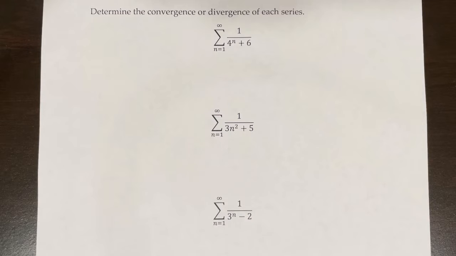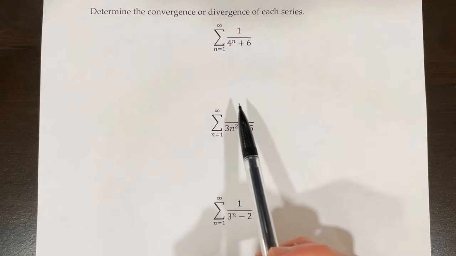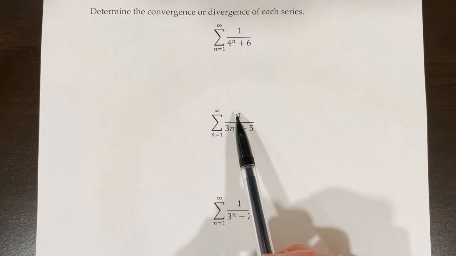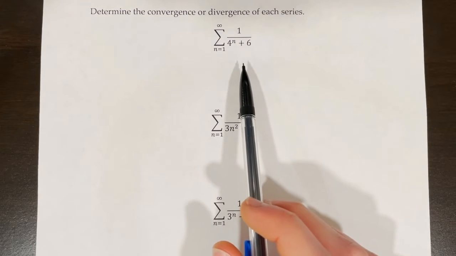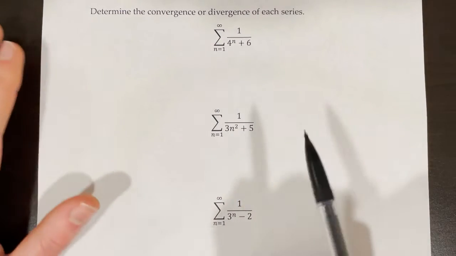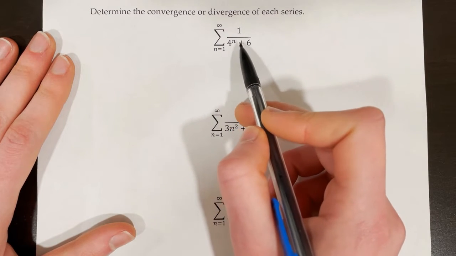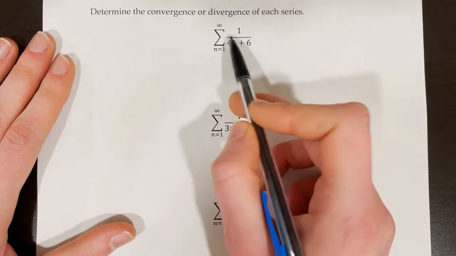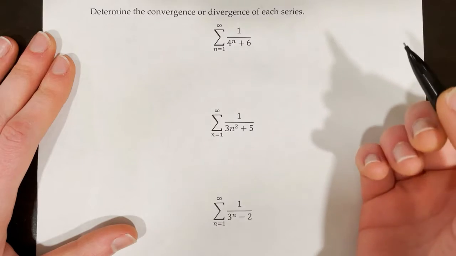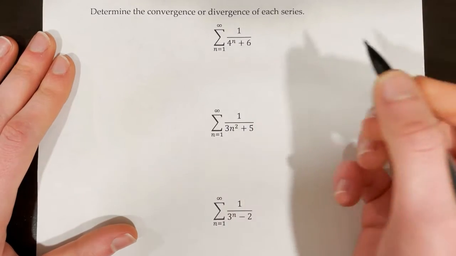Let's take a look at some examples. We're going to determine the convergence or divergence of each series. First, we have to think about what is a potential series that we could compare this to that looks similar to this, or that behaves similarly to this one. Well, we're going to compare this to the series 1 over 4 to the power of n, because this series is almost 1 over 4 to the power of n. We just have that plus 6 on the end, and in the long run, that's probably not going to do a lot.